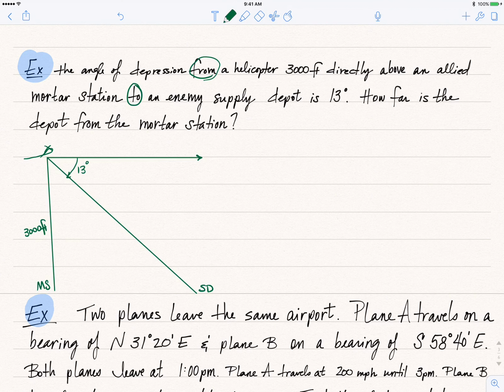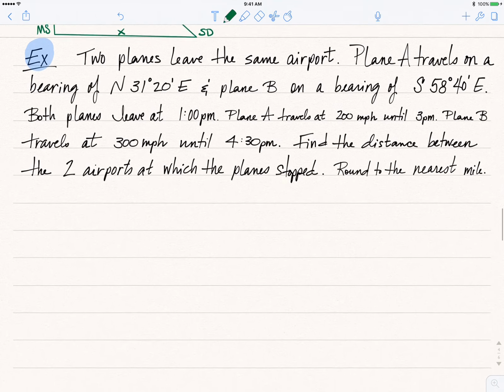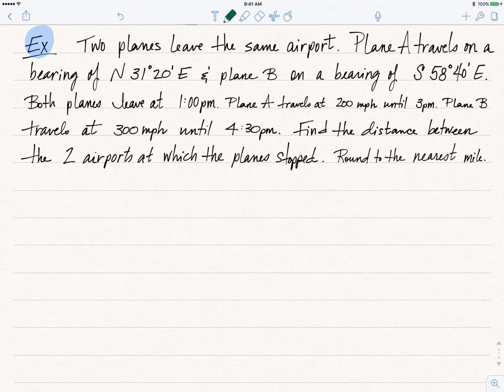Let's read the final question. How far is the depot from the mortar station? So I can go ahead then and connect the dots. And this is my value of x, and this ultimately is what I'm trying to find. So that's how you draw the picture for the first one. Let's look at the next example.